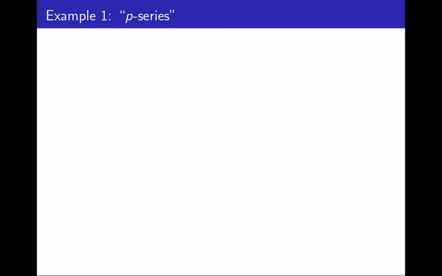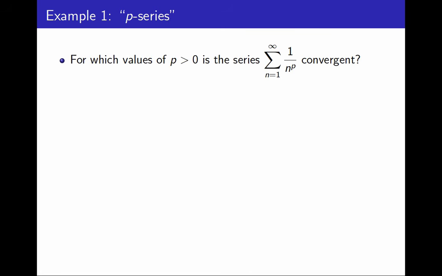The first example is probably the most important one, the commonly called p-series. I want to know when the sum of 1 over powers of n is convergent. For every positive real value of p, I get a different series, the sum of 1 over n to the p. For some values of p, this will be convergent, for some, this will be divergent. Can I use the integral test here?